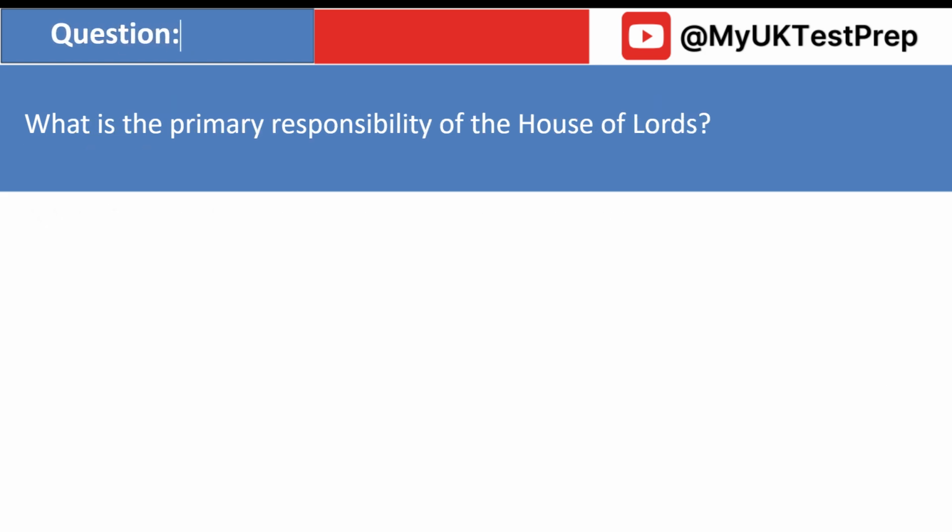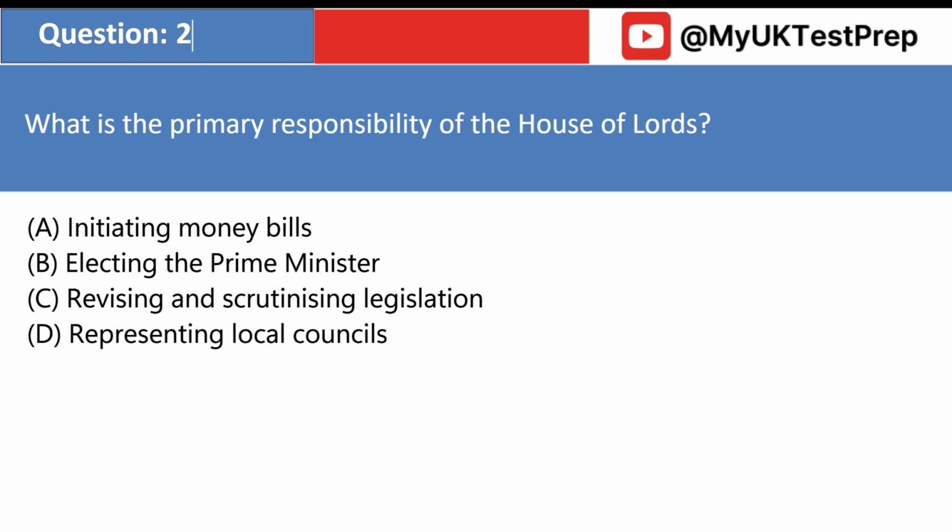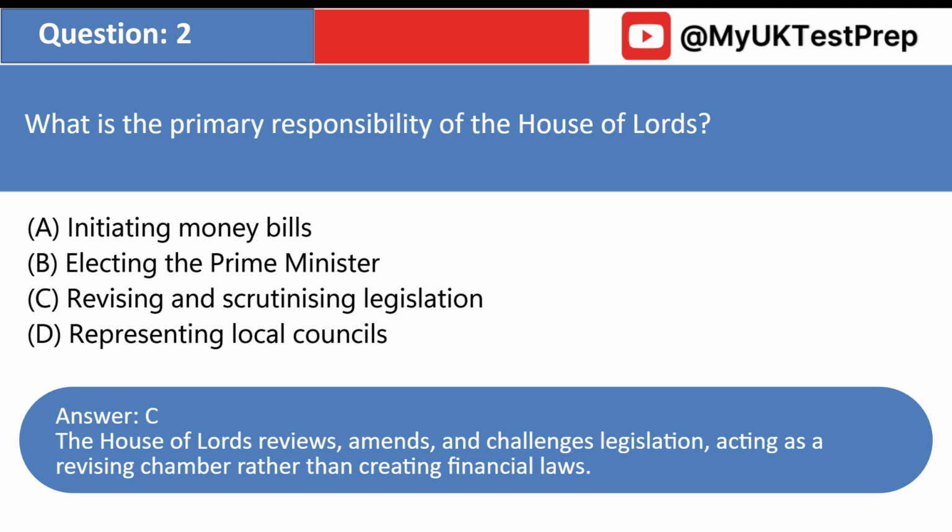legislation. What is the primary responsibility of the House of Lords? A. Initiating money bills. B. Electing the Prime Minister. C. Revising and scrutinizing legislation. D. Representing local councils. Answer: C. The House of Lords reviews, amends, and challenges legislation, acting as a revising chamber rather than creating financial laws.